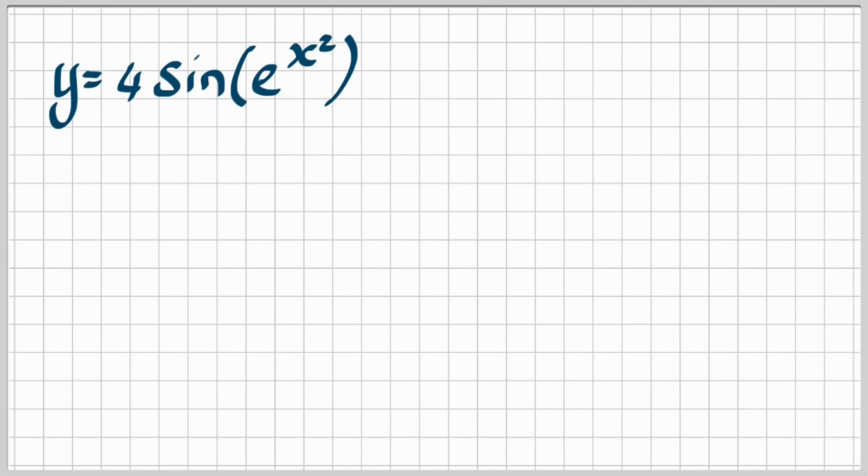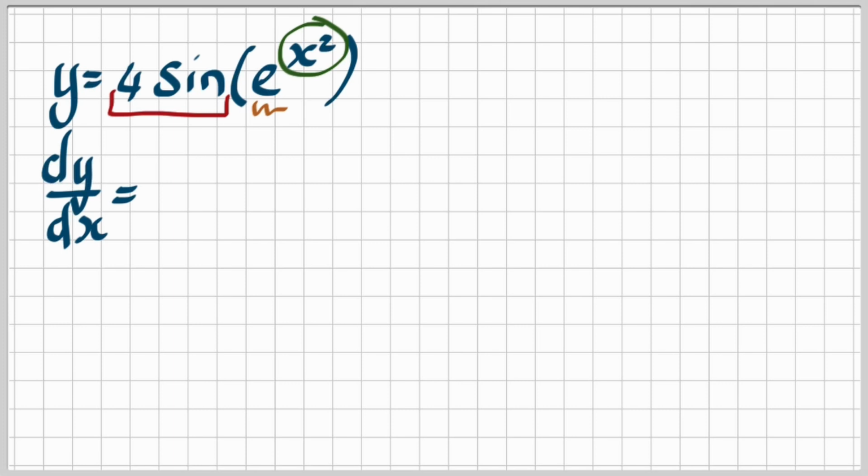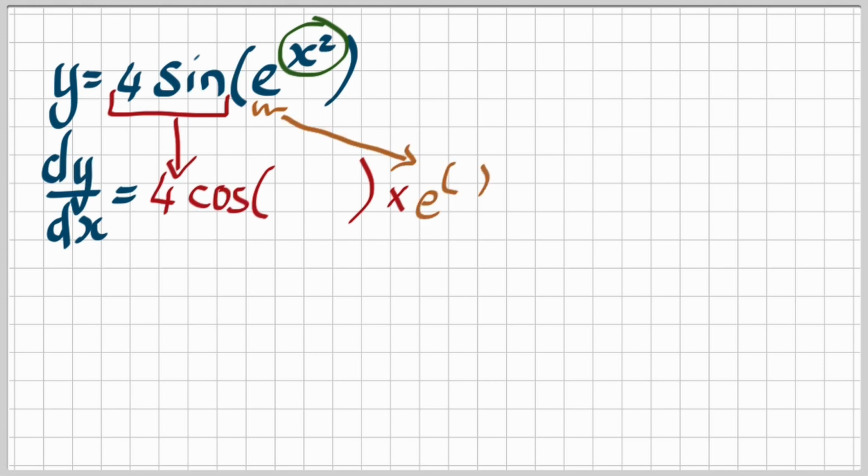If I look at this, I've got the dy over dx, which means I've got to first derive the sine, then the e, and then the x squared. So if I derive the 4 sine, I'm going to get 4 cos of something. And then I'm going to multiply that by the derivative of e to the something, which is just e to that something. And then I'm going to multiply that by the derivative of your innermost function, the 2x.